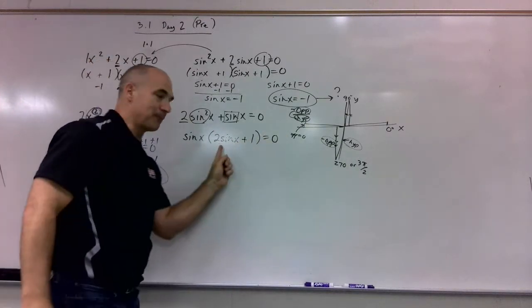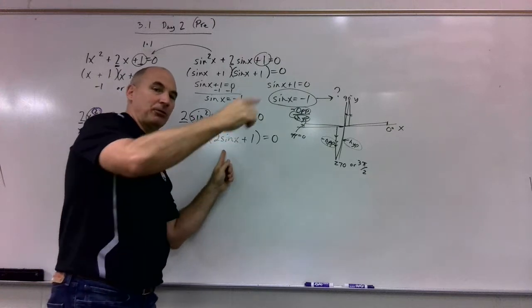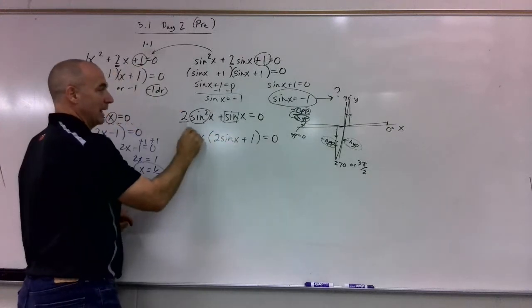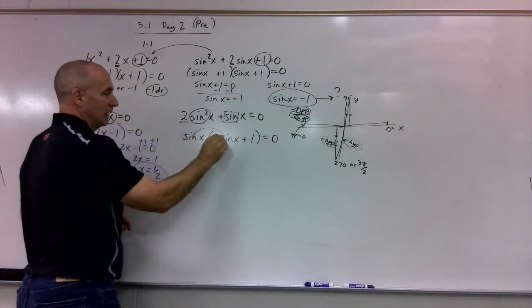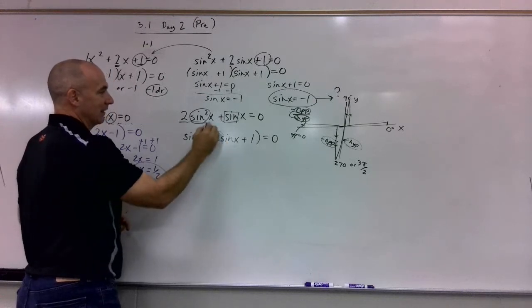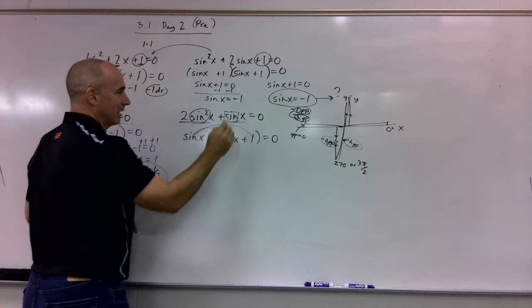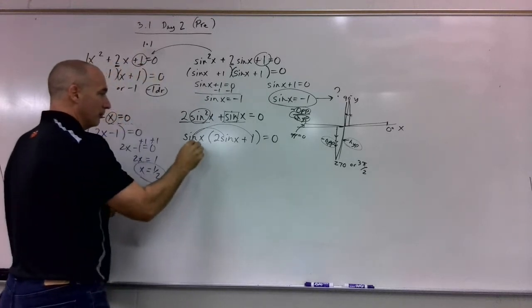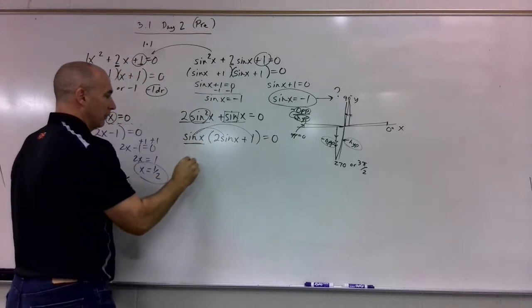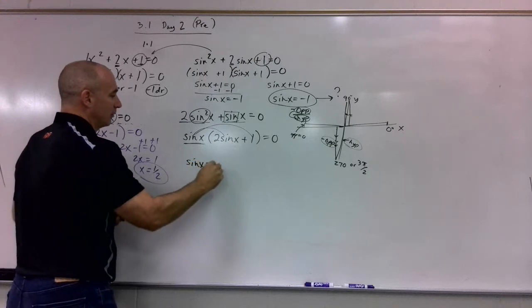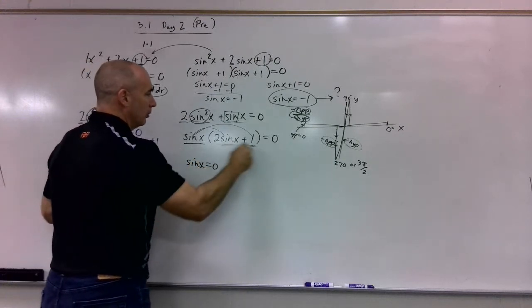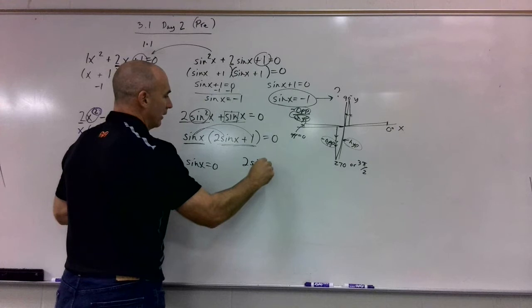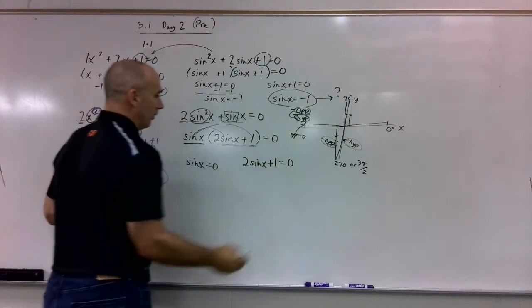Now, if you're uncomfortable with this, just distribute it back through and ask yourself, would I get the original back? And the answer is yes. If I distribute that to that, I get this. If I distribute that to that, I get this. Well, now we have two trig problems to solve. Number one is right here. I need to set sine of x equal to 0. And then number 2 is right here. 2 sine of x plus 1 has to equal 0.